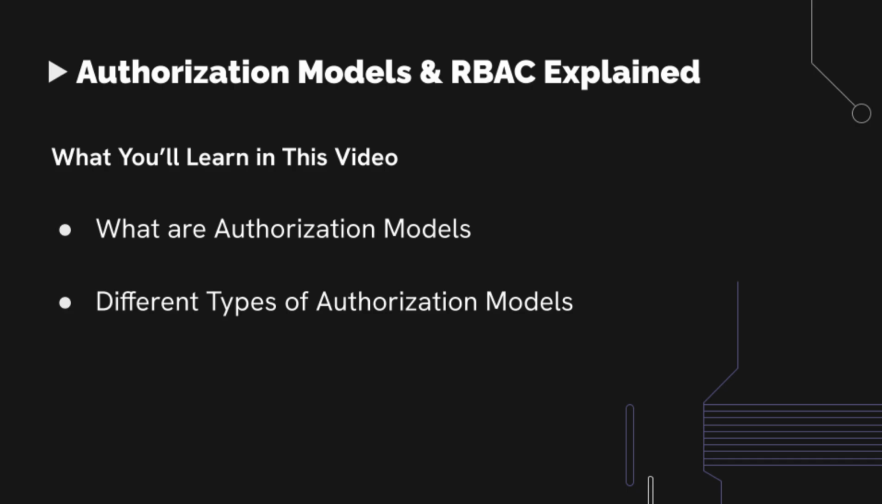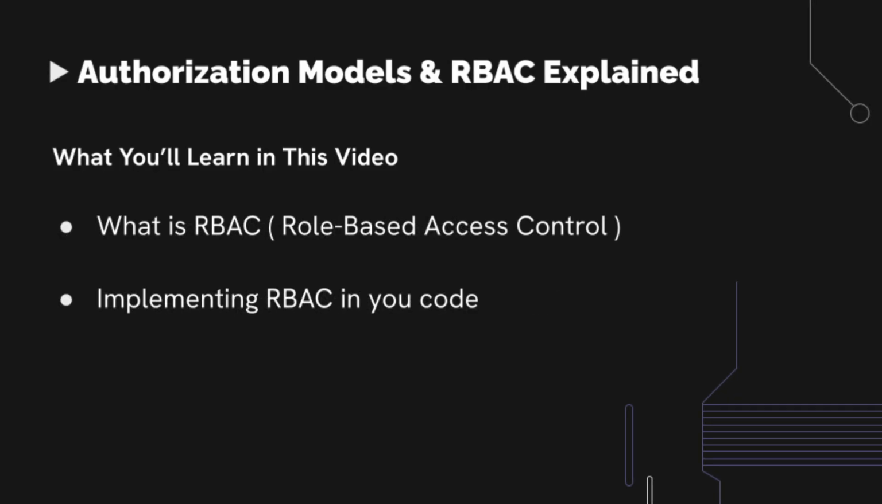In the last videos, we learned what authorization is, how it differs from authentication, and why broken access control is dangerous. In this video, we will first understand what authorization models are and the different types used in applications. Then we will focus on RBAC, the most commonly used authorization model, and finally see how RBAC is implemented in a backend application with a real code example.